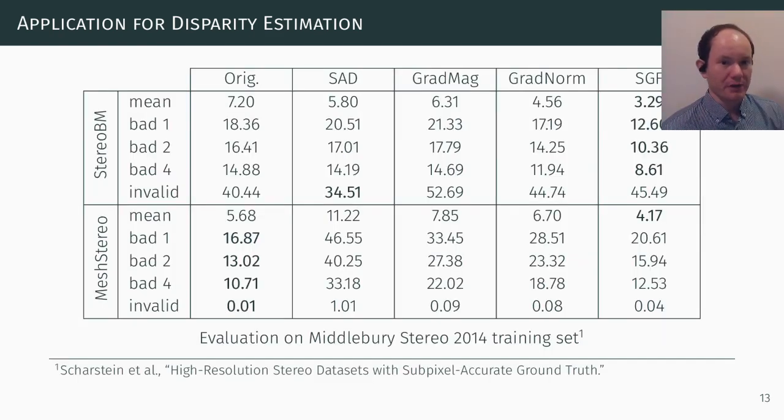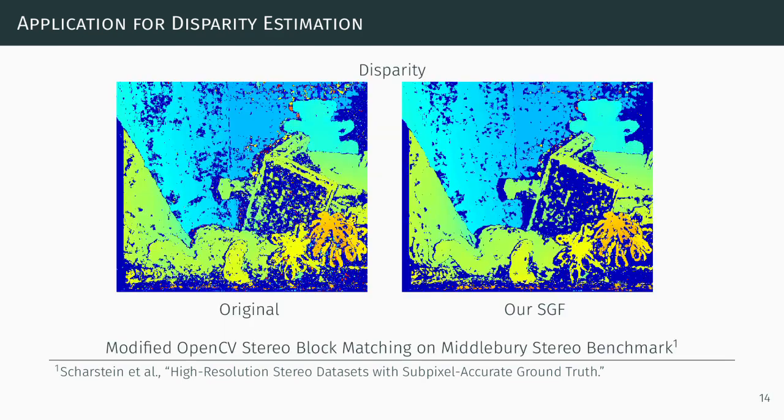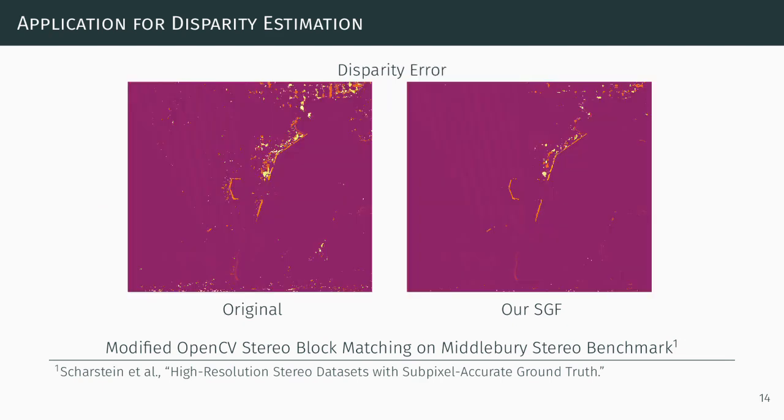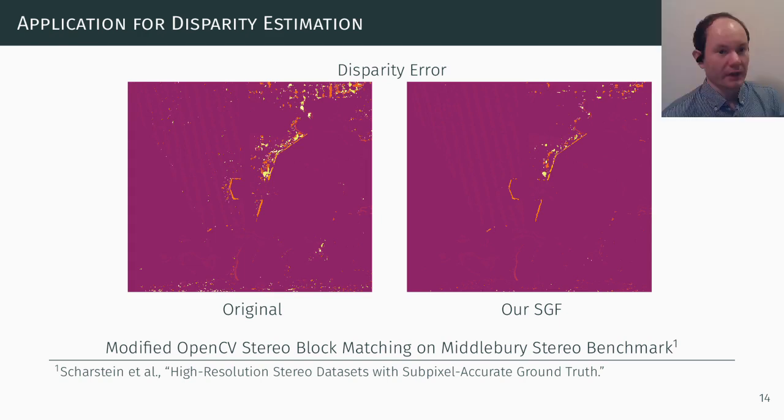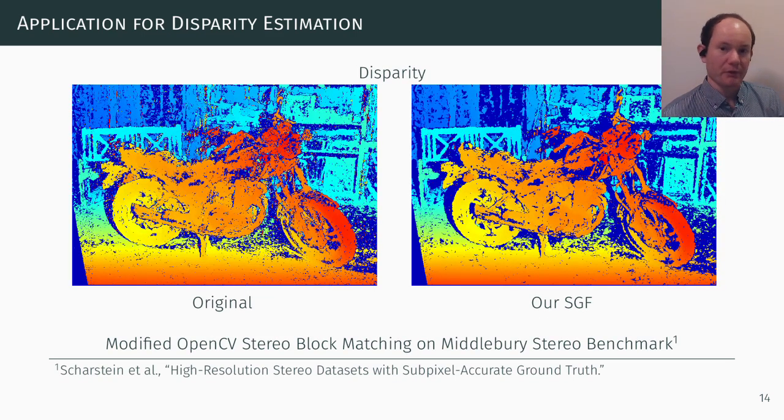We observe similar results on the Middlebury Stereo benchmark with stronger improvements for both methods with our measure. Here, again we can see less spurious incorrect measurements, for example around edges and in occluded areas.